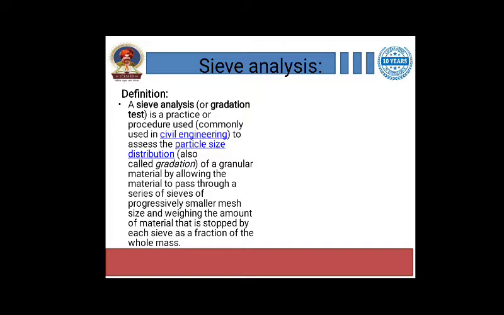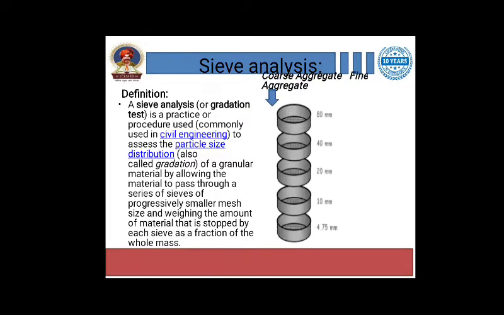We are going to use a set of sieves, right, and pass the aggregate through those sieves, and we will take the measurement of the weight of the aggregate sample which remains on the sieves, right? Like that, for coarse aggregate we will use this set of sieves which has sizes 80 mm, 40 mm, 20 mm, 10 mm and 4.75 mm. Why 4.75 mm? Because it is the classifying sieve, right? The aggregates which are smaller than 4.75 mm are known as fine aggregate.